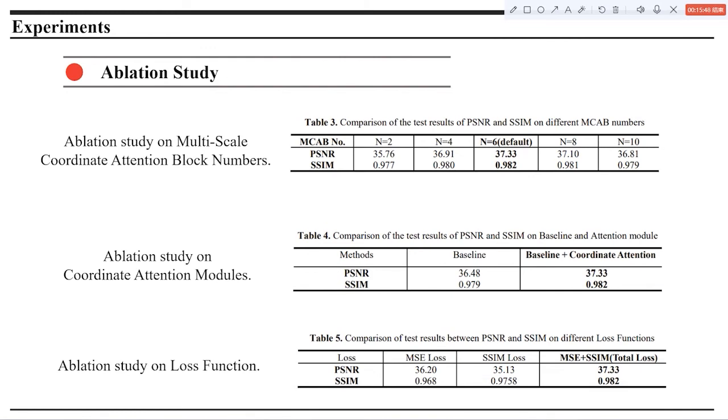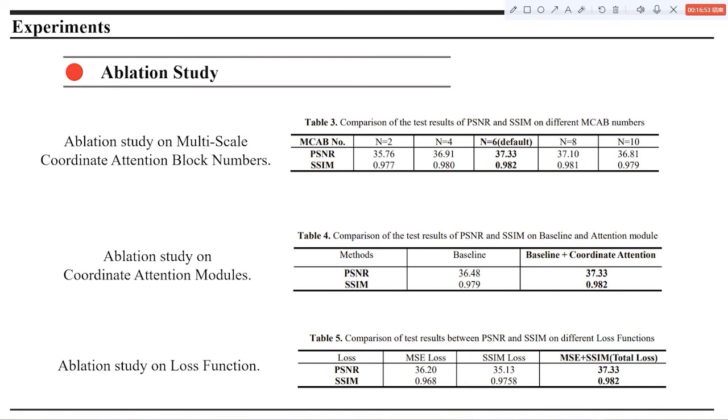Then let me introduce the ablation study. In order to study the influence of different numbers of MCAB in MCAD-Net on network image ring removal, experiments are conducted with Ring 100L as the reference dataset, where the number of MCAB ranges from 2 to 10, and the experimental results are shown in Table 3. It can be seen from Table 3 that in the ablation experiments of multi-scale coordinate attention block numbers, the PSNR and SSIM values improve as the number of MCAB is increased, and when n is 6, the evaluation value reaches the highest, and then it begins to decline. Therefore, considering the balance between efficiency and effectiveness, we set the number of MCAB in the proposed network to 6 by default.